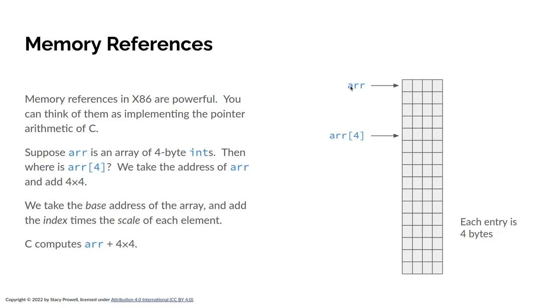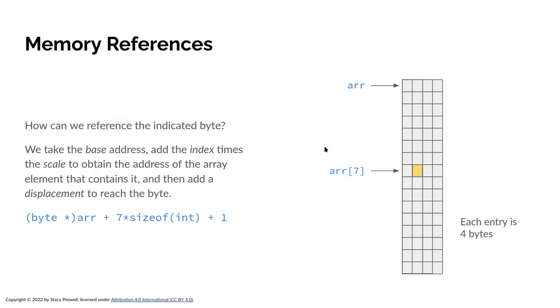I have three things going on. I have the base of the array. I have the scale of an item, which in this case is 4. And I have the index of the item, which is also 4. So how do we get to this byte right here? It's the second byte, or byte 1, of element 7, or the 8th element. Everything's 0-based, so it's weird.